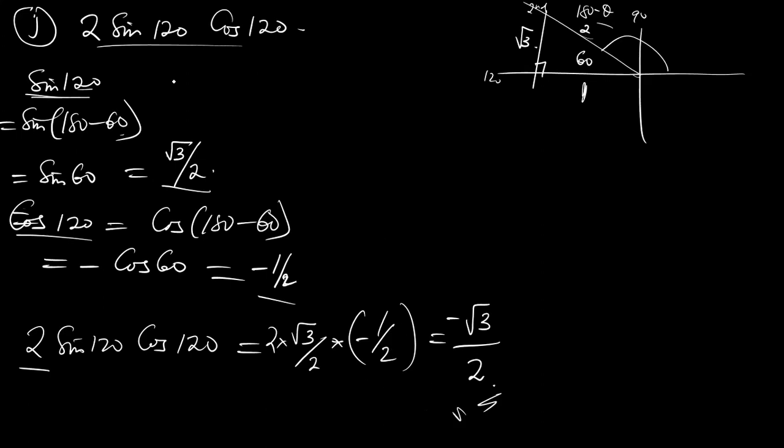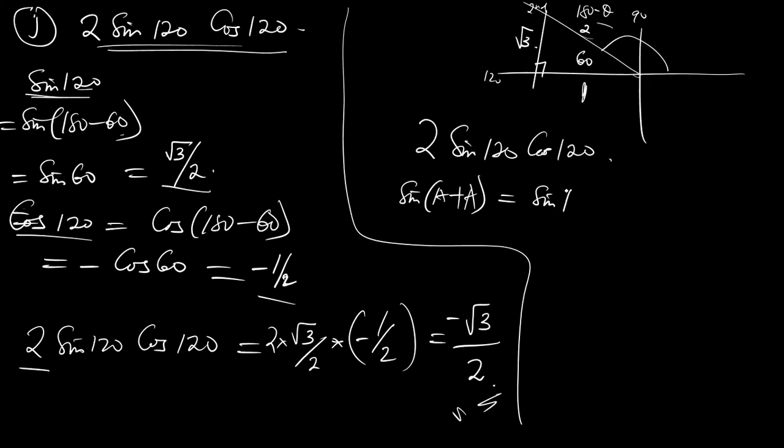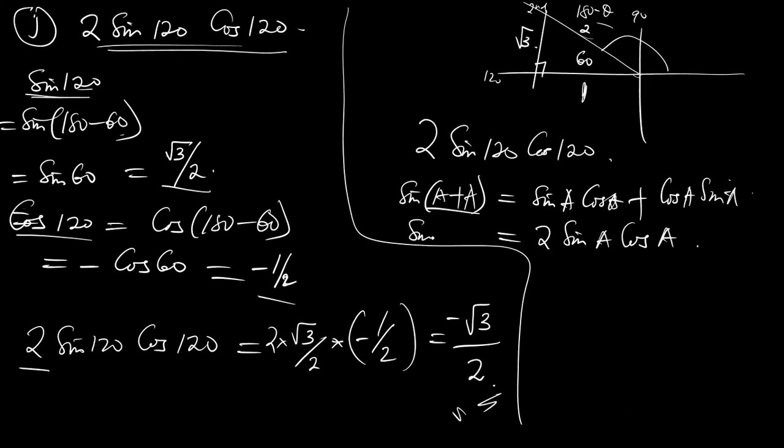And if you look at this thoroughly again, you will see that 2 sine 120 cos 120, using this principle where you have sine of A plus A, which is equal to sine A cos A plus cos A sine A. These two are the same, so you just say 2 sine A cos A. So this one is sine 2A.